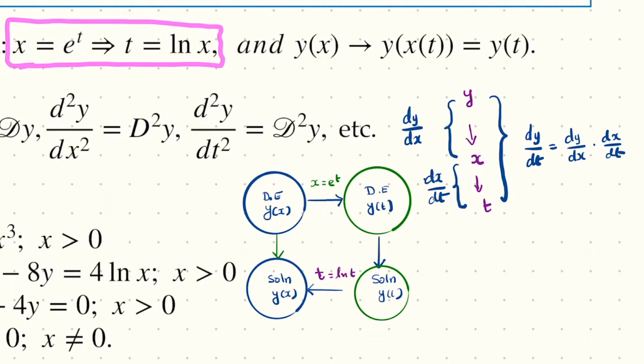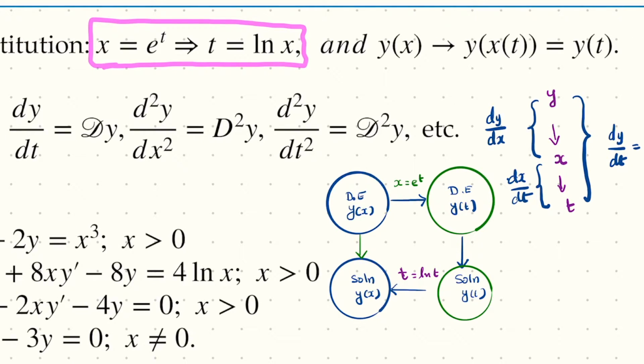And by the way, while I'm here, let's take a look at what dx over dt is in here, the one that I have right here, because x is a function of t. So dx over dt in this case would be e to the t, and that's by itself. So it's going to be x.